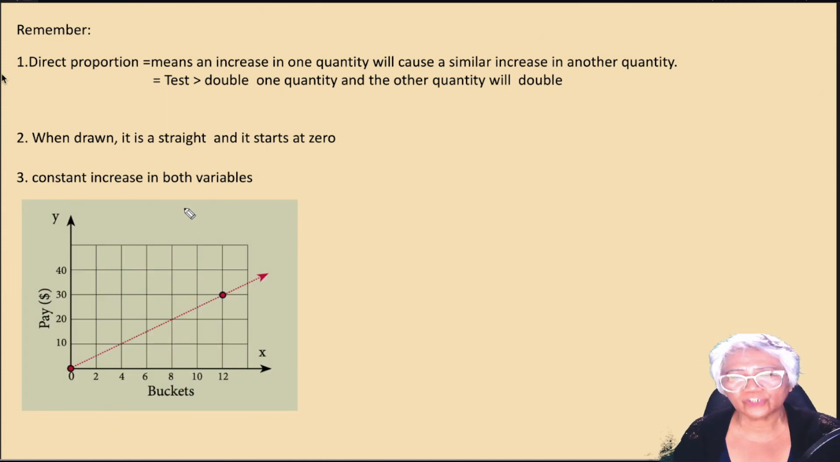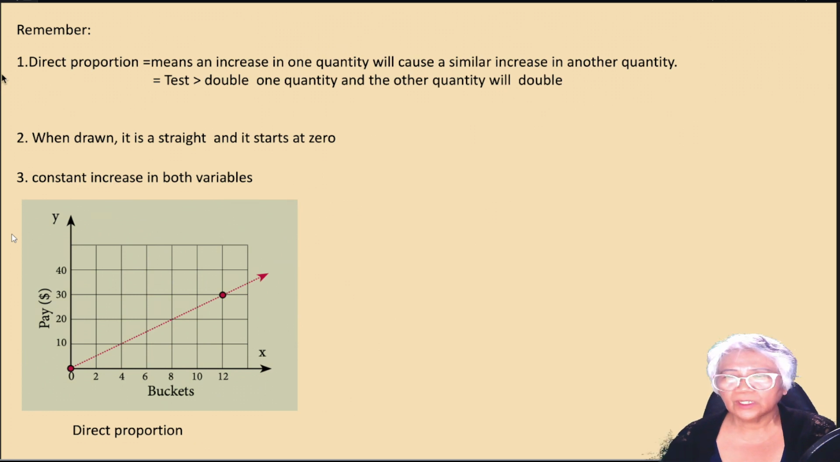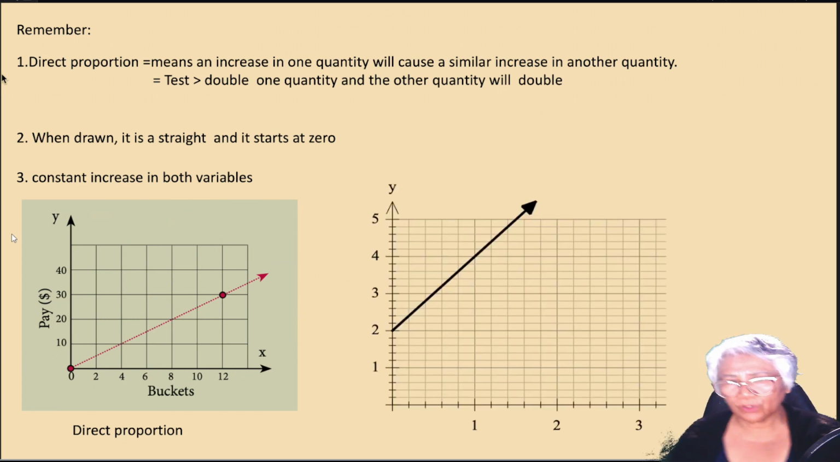And you have, how can we determine whether the graph is a direct proportion or not? All right, so in this case here, this graph here, it starts at 0 and it is a straight line and it has a constant increase. So this one here is a direct proportion. While this graph, because it doesn't start on 0, then it is not a direct proportion.